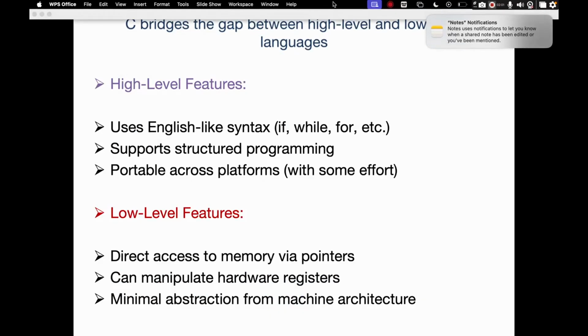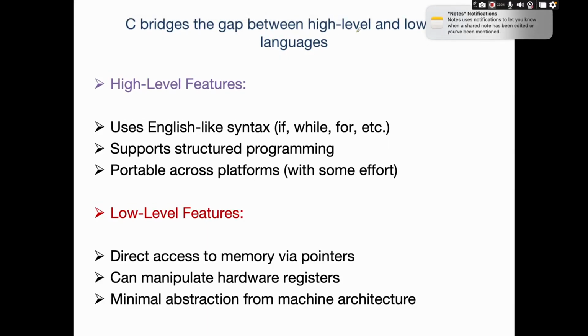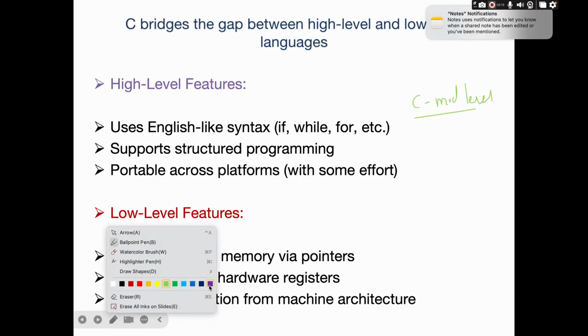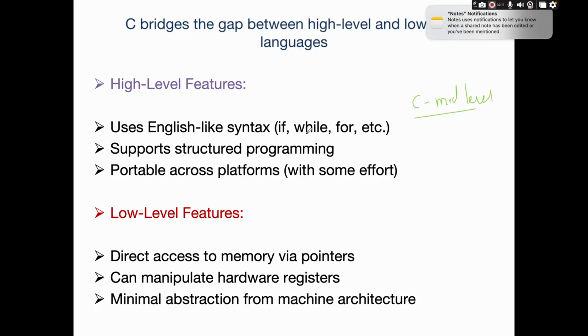Then C bridges the gap between high level and low level programming languages. So C is a mid level language. This can be used for your high level applications, or it can be used for low level things like system software. High level programming languages have features like English-like syntax and support for structured programming. They are also portable across various platforms. We can move your .c file or .java file to any platform.